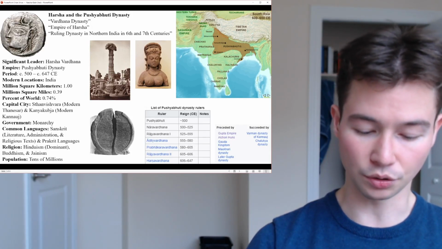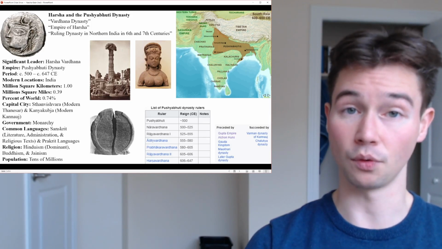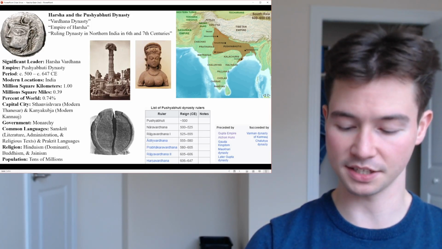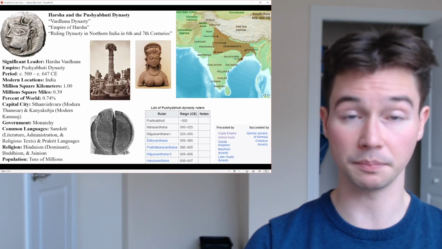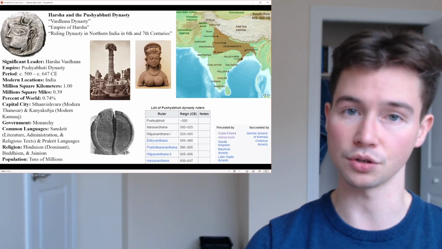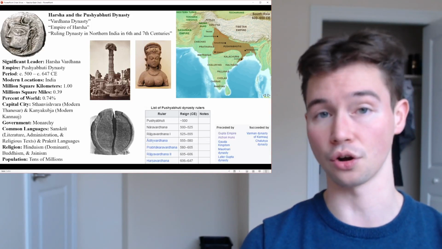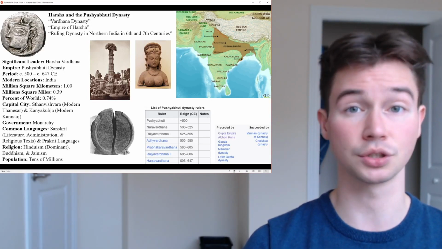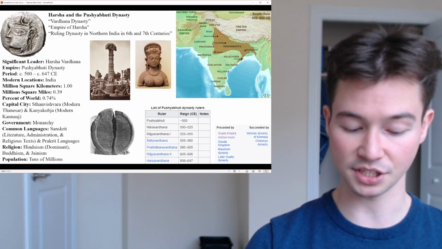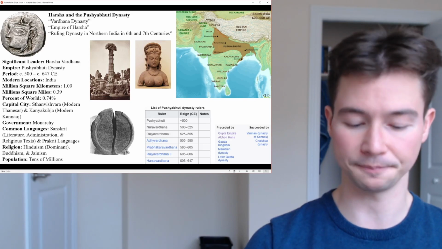As for diplomacy and alliances, Harsha was known for his diplomatic skills, forging alliances and maintaining peaceful relations with neighboring states. So he was not only a great conqueror, but also good at establishing strong relations and diplomacy with those he could not conquer. This diplomatic acumen contributed to the stability of the Pushyabhuti dynasty.